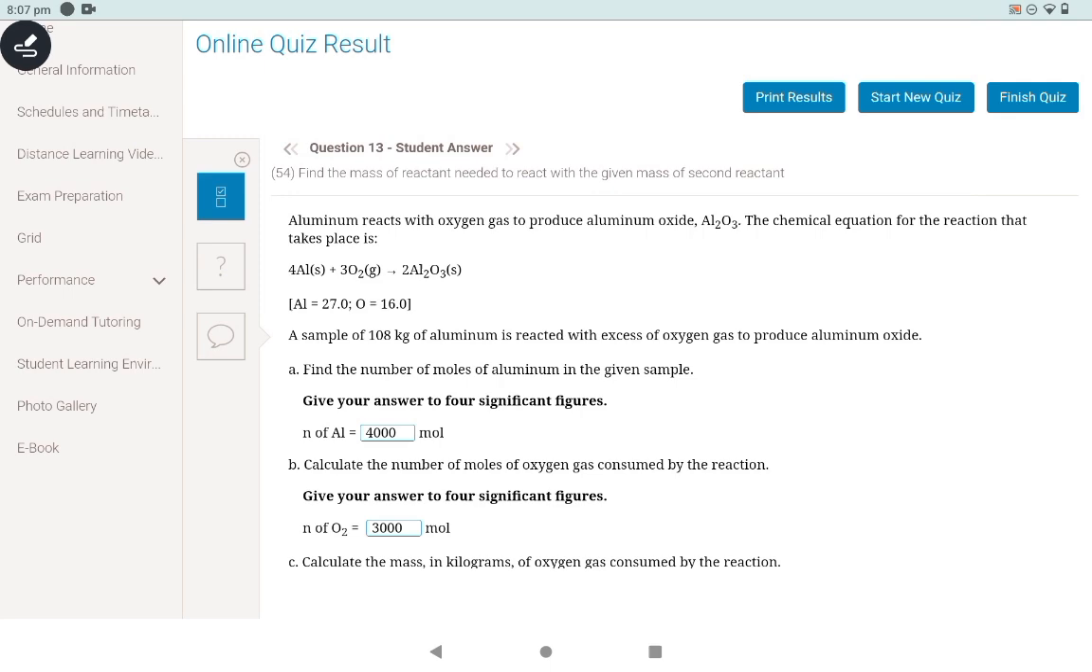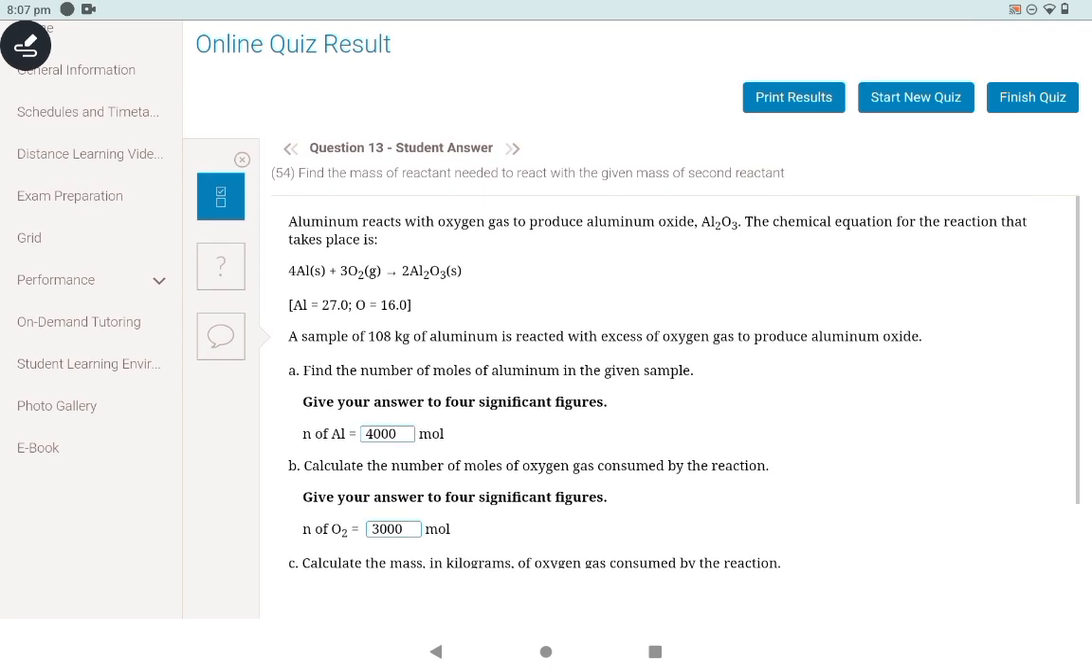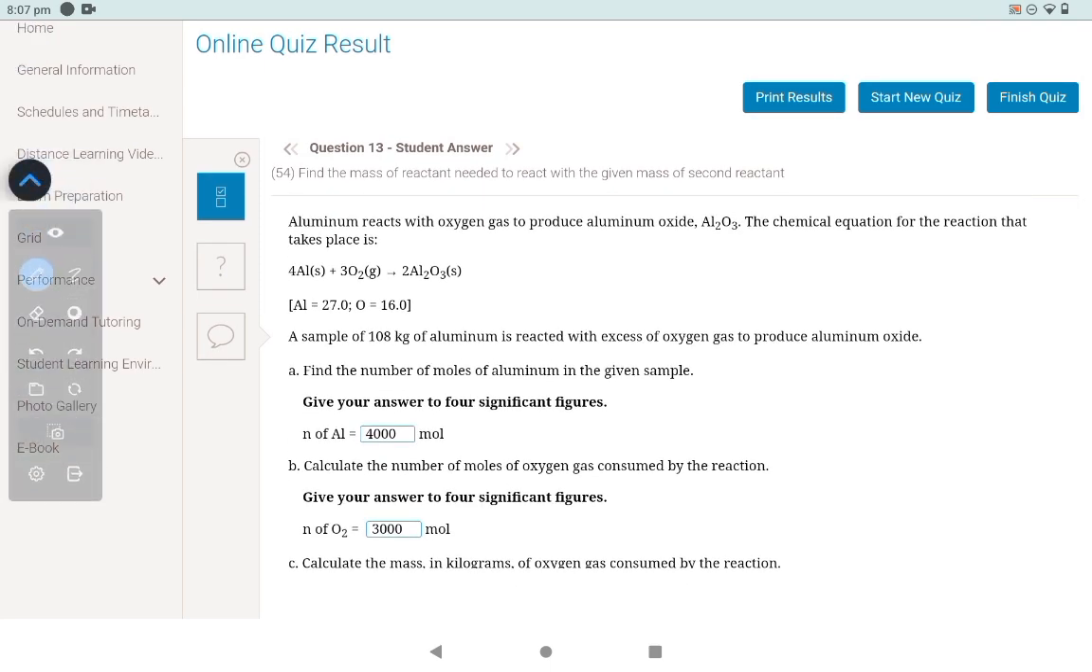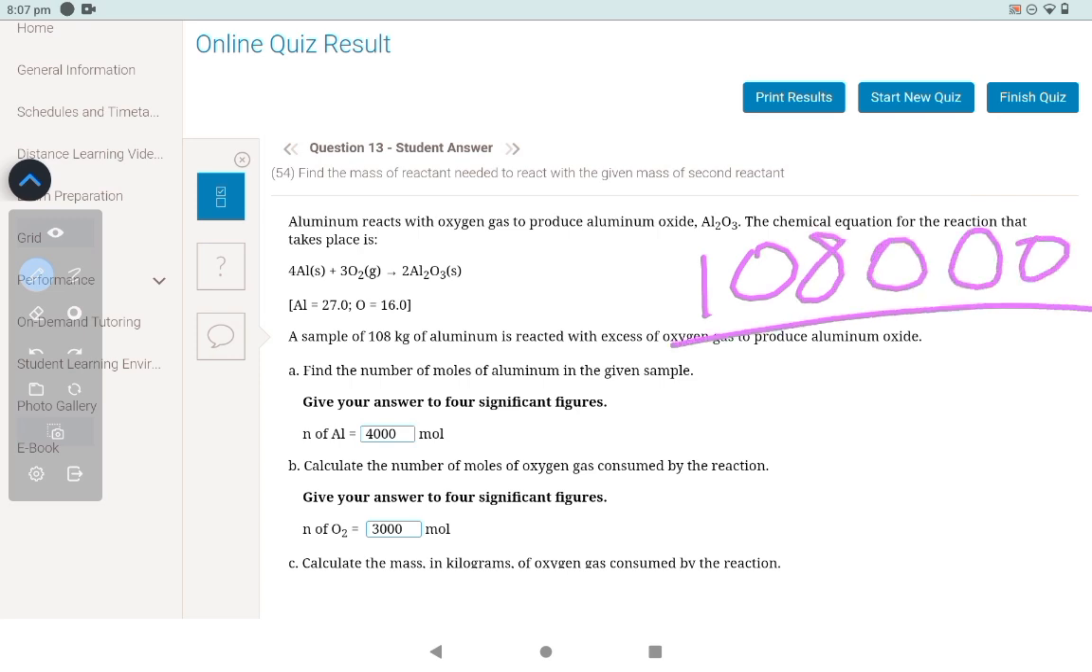This one is the aluminum reaction. Same thing. Number of moles of aluminum in the given sample. We have n equals m over M again. So the mass, which is 108 kilograms, we make it into grams, of course. Put that in your calculator, 108,000 divided by the molar mass, which is 27. We get 4,000.